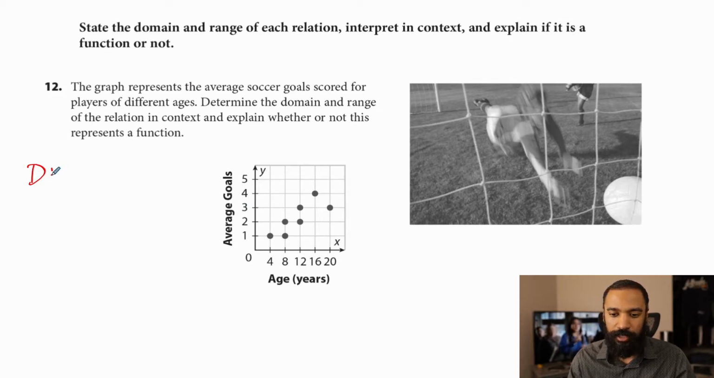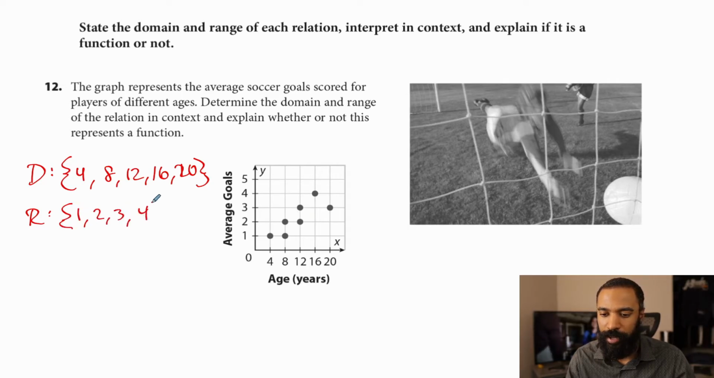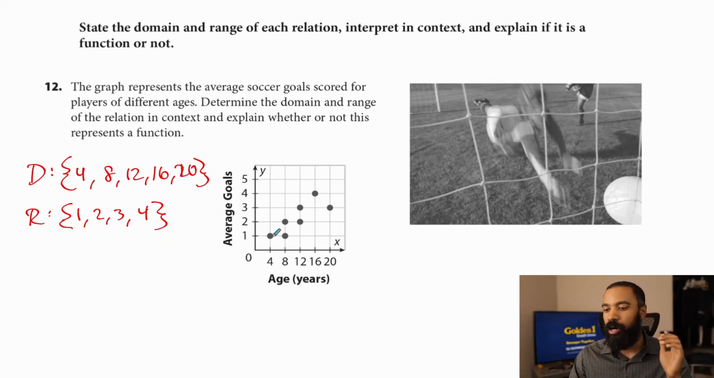Domain, all the X values from left to right, we're looking at 4, 8, 12, 16, 20. Those have points on them, and these are the ages of the girls. It looks like those are the only years that we're looking at. And for the range, the only unique ones we see are 1, 2, 3, and 4. No zeros. 1, 2, 3, 4. Sorry for the bad curly brace. Again, don't write duplicates.